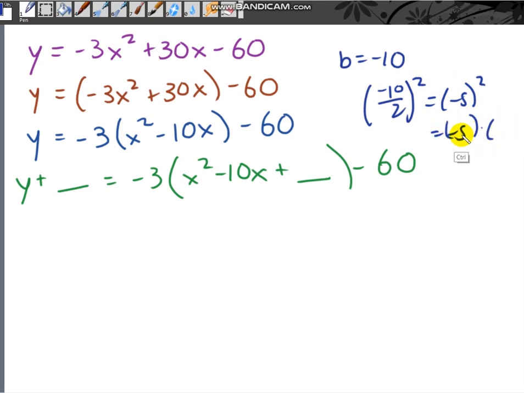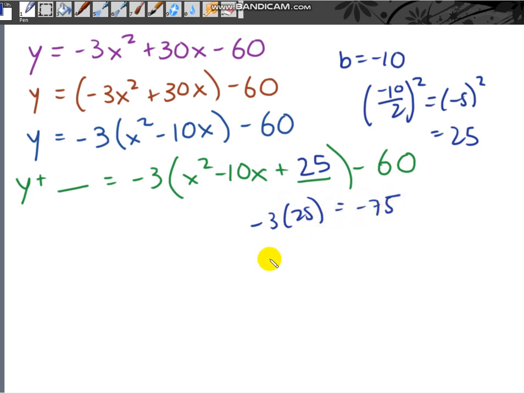and that should give you positive 25. Okay, so what this implies is that we know that 25 is going to go here. Now, this part is interesting. So when you go ahead and distribute this here, what you're going to realize is you have an extra negative 3 times 25 on the right hand side, which is negative 75.